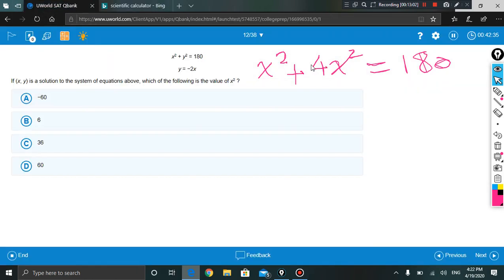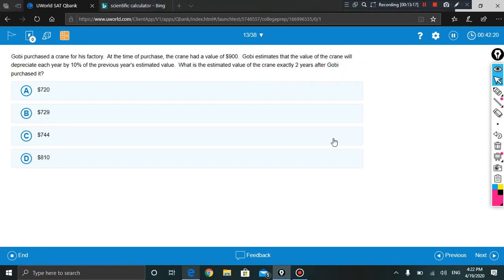Okay, so again, x squared is equal to 36, and then x is 6. But he wants x squared. Be careful. So the answer is C. I was gonna choose this one, but I noticed.